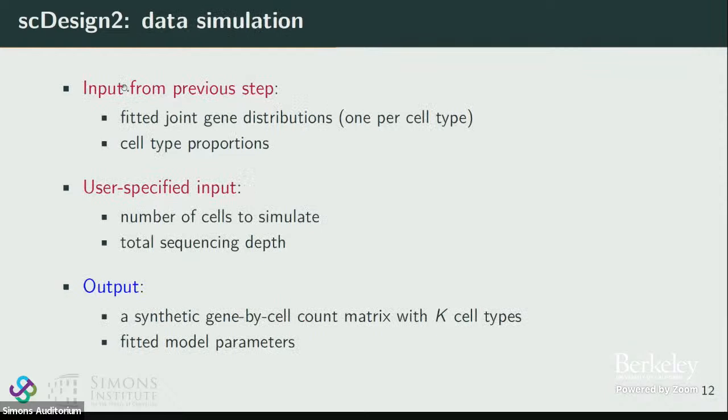So I will skip the generation part. Essentially, with a fitted joint model, we can specify the cell type proportions, which can be estimated from real data or specified by users. And also, users can specify the number of synthetic cells they want and the total sequencing depth, which we will use to adjust the model parameters proportionally. Then we can obtain a synthetic gene by cell count matrix with the K cell types. And also, we can output the fitted model parameters for interpretation.